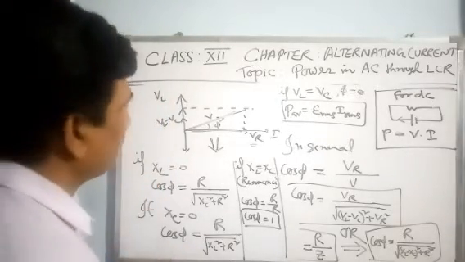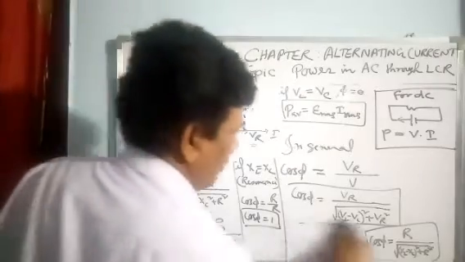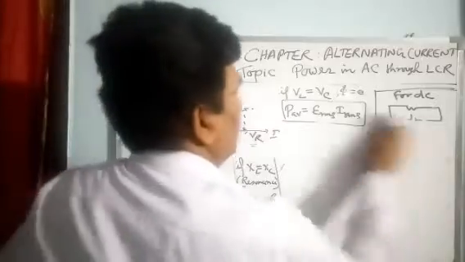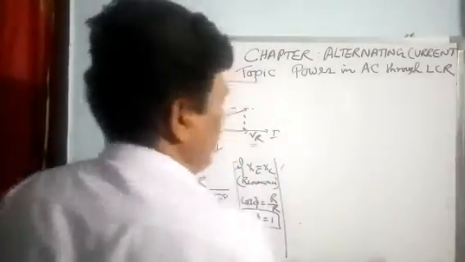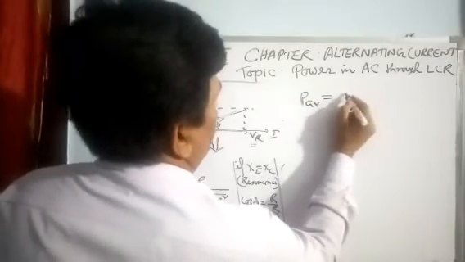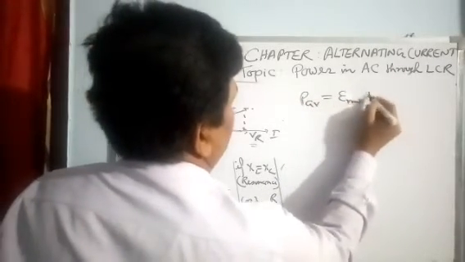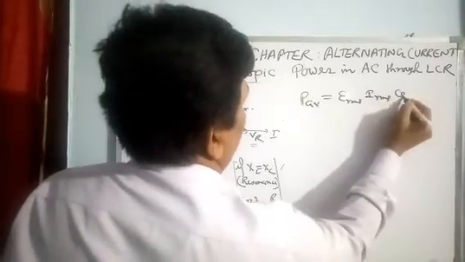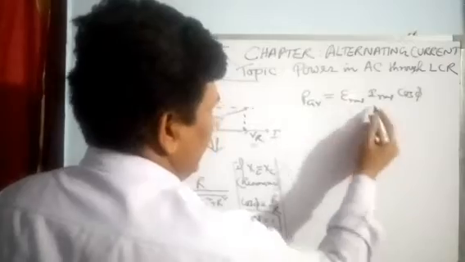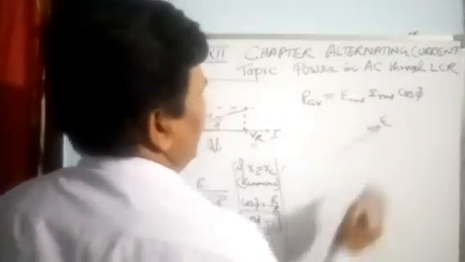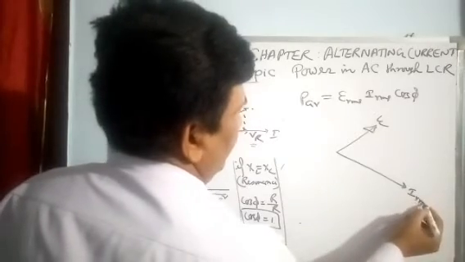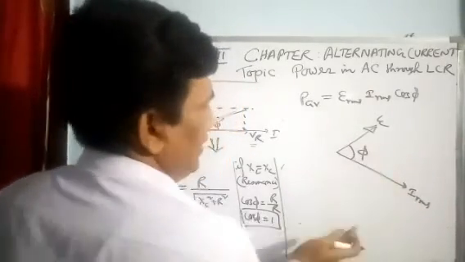You see, let me draw this graph. So what is the average power expression? It is ERMS IRMS cos phi. And what is the figure here? Say this is ERMS, say this is E, and this is say I. And this is phi.